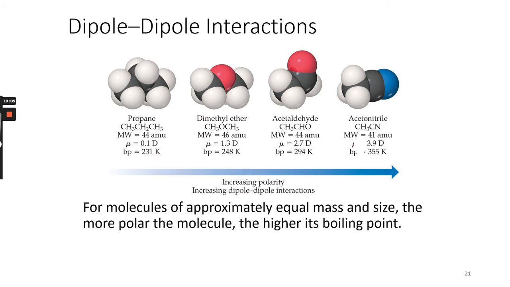So here you see again, they all have very similar molar masses or molecular weights. But as we go to the right, they are becoming more polar. And as they become more polar, the boiling point increases. So for molecules of approximately equal masses, and that's important, equal masses and sizes, if that is the same, then you could actually compare polarity. So the more polar the molecule, the higher its boiling point.